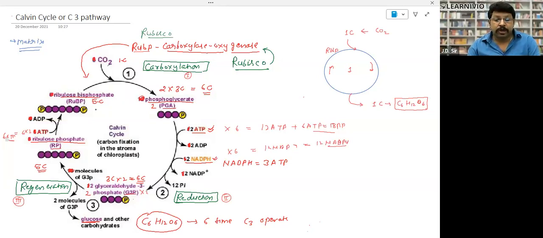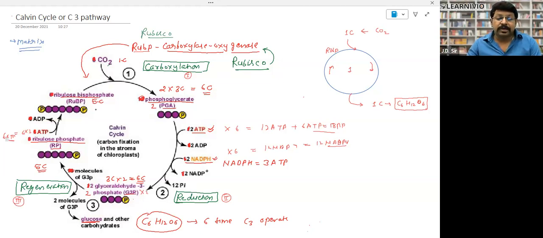Then again, 2 molecules of PGA are formed. PGA is a 3 carbon compound, phosphoglycerate. Now what happened? 2 ATP break down into 2 ADP. We have studied that the ATP formed in the light reaction is utilized in the dark reaction, the Calvin cycle. I have already explained that, right? Even the NADPH produced in the light reaction is utilized here. So 2 ATP break down into 2 ADP, then 2 NADPH break down into 2 NADP plus and energy is generated.